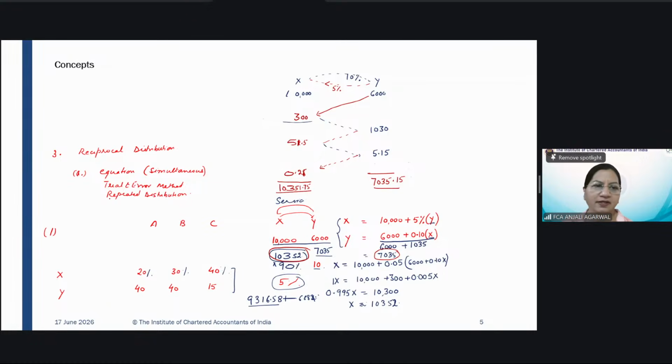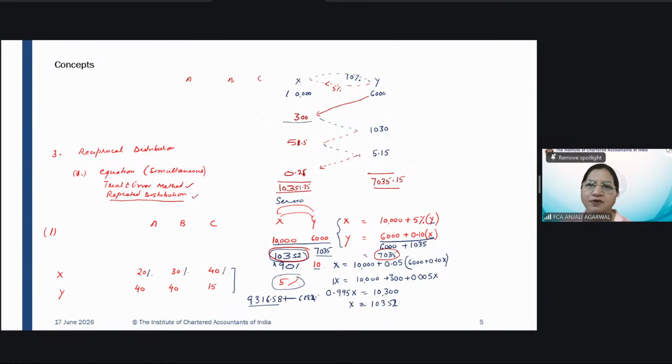And the third method that we have here is the repeated distribution method. In repeated distribution method, the same thing follows, but instead of just distributing the 10,000 and 6,000 amongst X to Y and Y to X, and then finding out the total of X and Y and then distributing again amongst ABC, we take ABC simultaneously along with X and Y and keep repeatedly distributing these expenses until it becomes something less than 1 or below that. Then we stop.